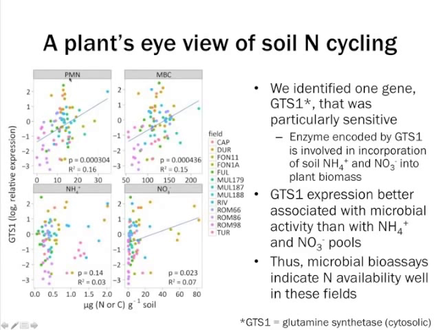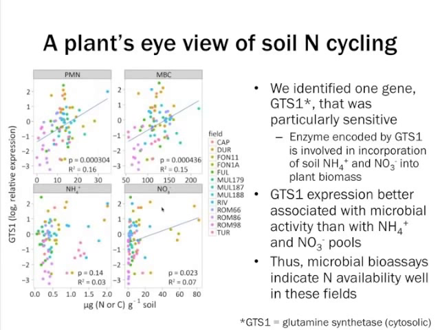And then on the top, we have PMN, or potentially mineralizable nitrogen, as well as microbial biomass carbon. We can see here that there's a highly significant linear positive relationship between the expression of this GTS1 gene and these two microbial bioassays that are good indicators of nitrogen availability. Now, in these bottom two graphs, we have soil ammonium and soil nitrate. And we see here that there is actually no relationship at all between GTS1 and ammonium, and only a very weak relationship between GTS1 and nitrate.